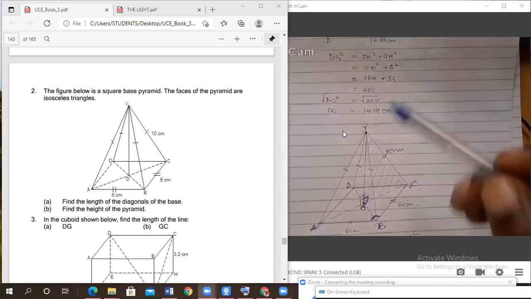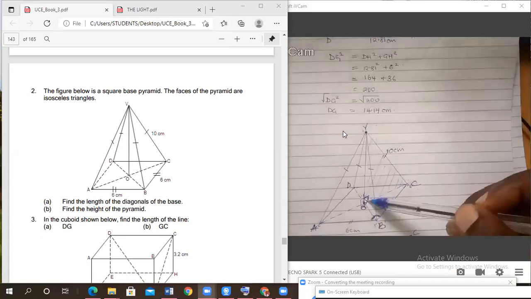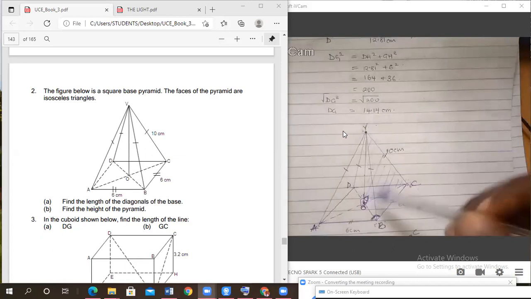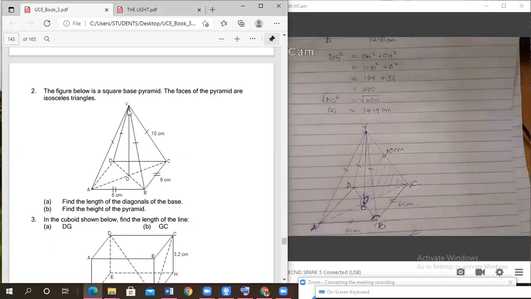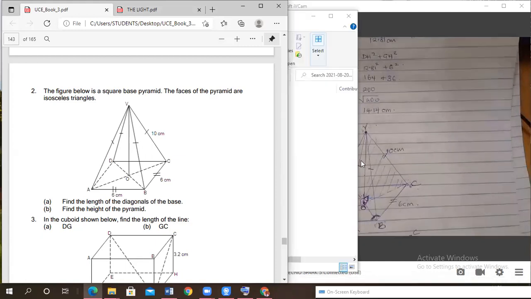Yes, we shall start with the height. The height of the pyramid is VO, from V to O. You can see it from the notes here. V to O is the height of that pyramid. The height is straight and it makes 90 degrees with the base. That's why we call it the height.